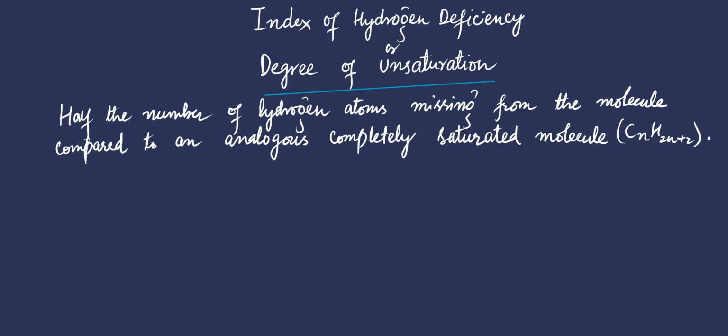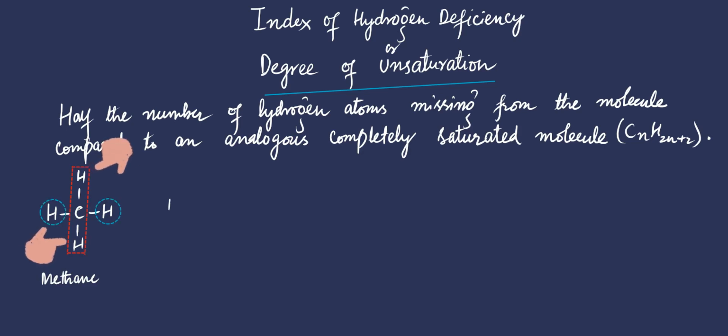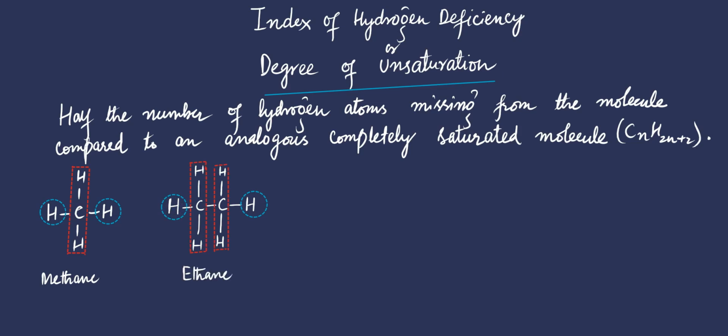Before going into details of Index of Hydrogen Deficiency, we will understand this general formula for saturated alkane. Take for example a 1-carbon saturated molecule. Based on tetravalency of carbon, it is attached with 4 hydrogens and is called methane. We will encircle these 2 hydrogens and put these 2 in red rectangle. Compare it with a 2-carbon alkane. It is called ethane. It has 2 hydrogens encircled at the end just like methane. And each carbon is attached to 2 hydrogens, shown in red rectangle.